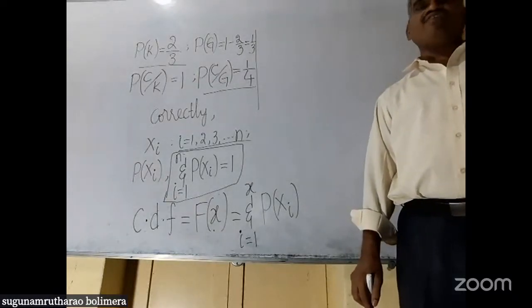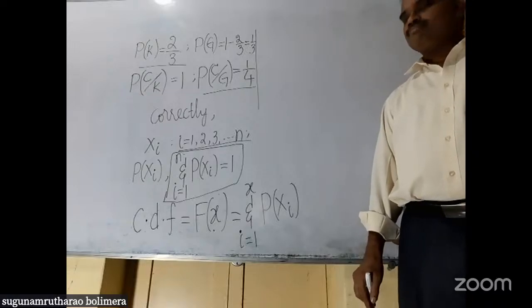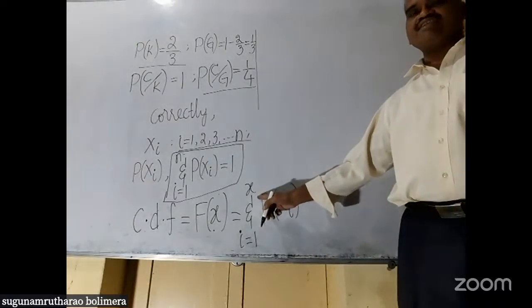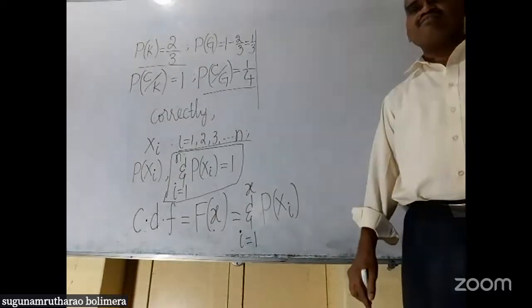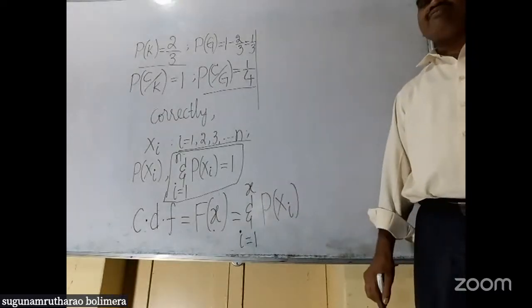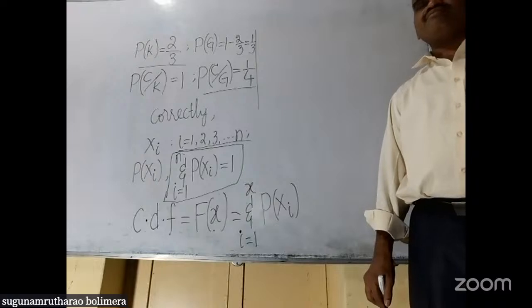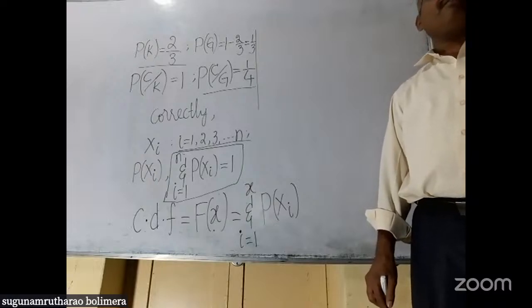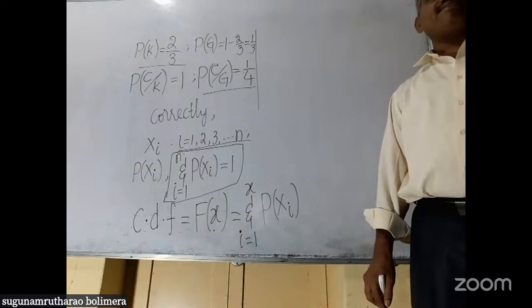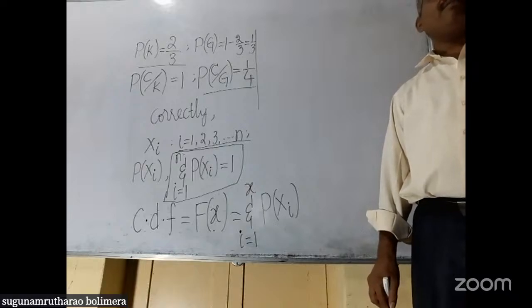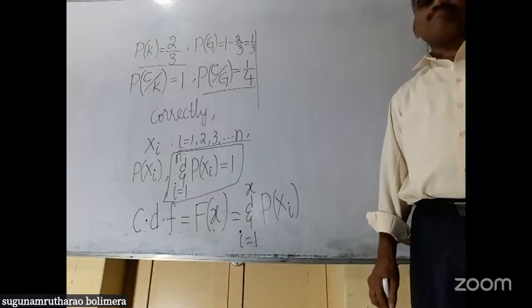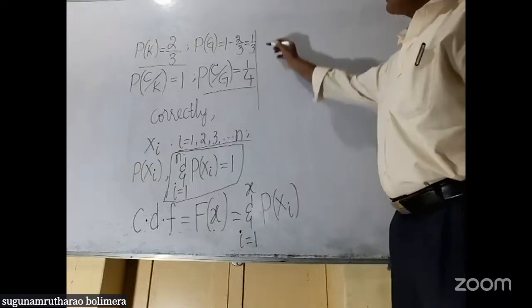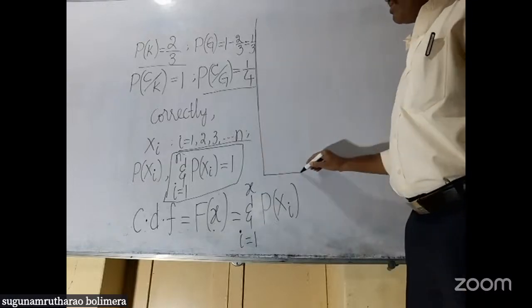Cumulative distribution function, where x is any positive integer. Here, write down, x is any positive integer. Any positive integer. Okay, write down.